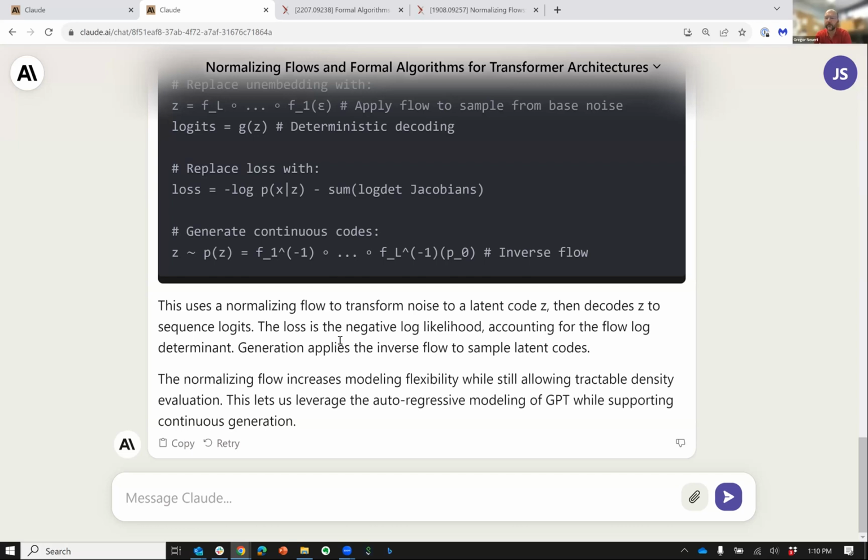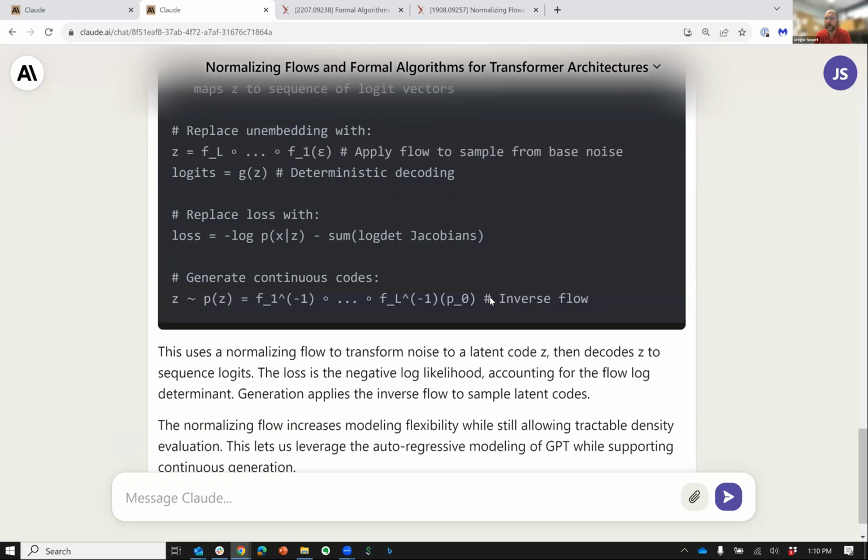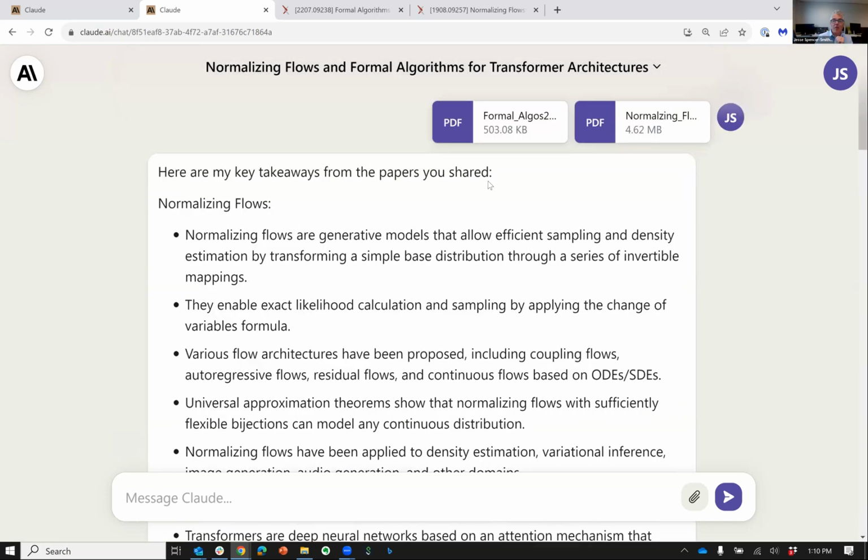So have you actually read these two papers in detail to verify how accurate this is? The formal algorithms? Yeah, the formal algorithms I've read many times and taught it. I've since gone back and looked at the normalizing flows, and I'm pretty happy with the summarization. But with the formal algorithms, it got it exactly right.